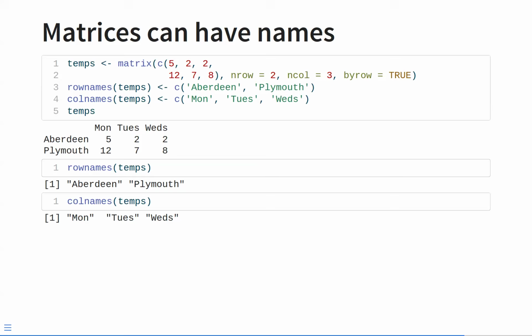Matrices can have names too. Here's a little example in which I construct a matrix of temperatures in different locations in the UK on a series of days. And I give the matrix row names and column names. To do this, I can use the commands rownames and colnames. This can be helpful for making the results of some R function easier to read and understand. And as we saw with atomic vectors, names can also be helpful as a way of selecting things.